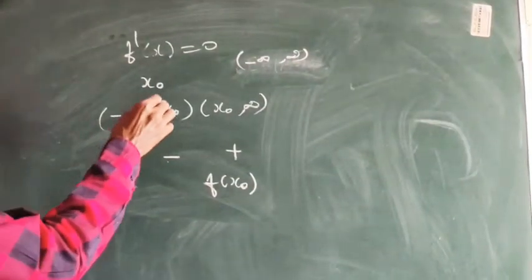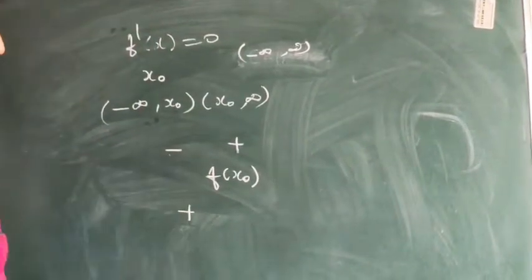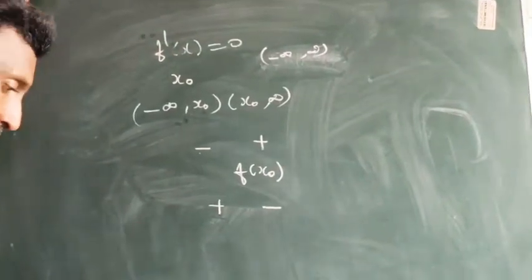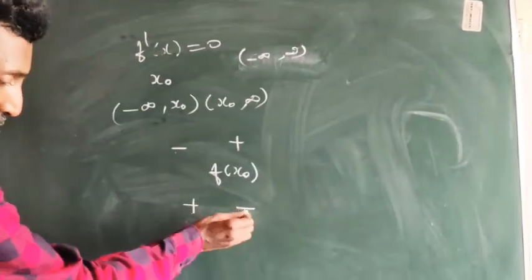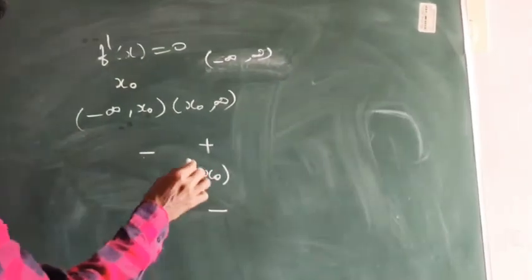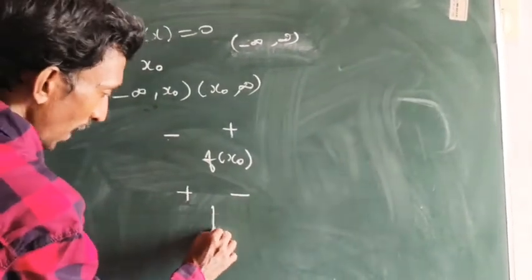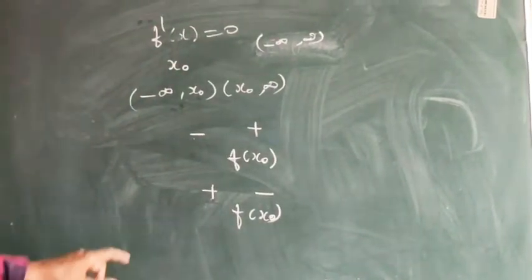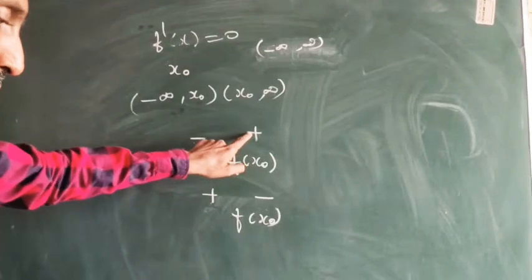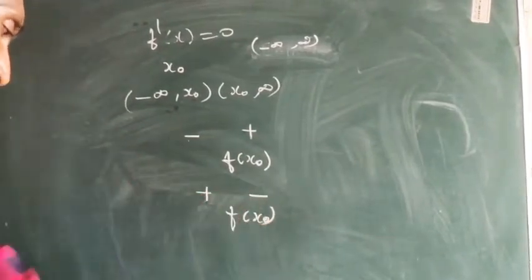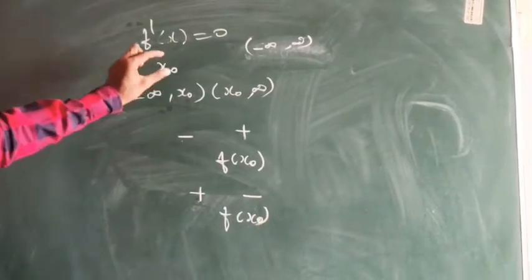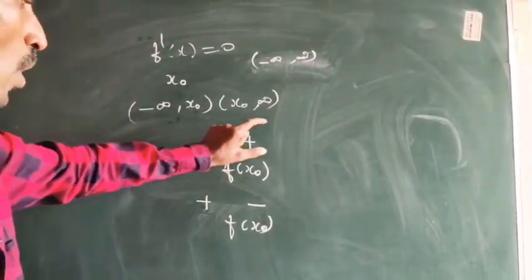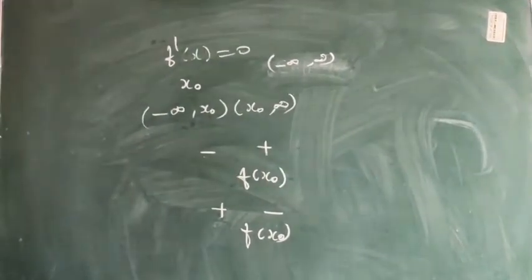For example, in the first interval the first derivative is positive, and in the second interval the first derivative is negative. Here the sign changes from positive to negative, so that x naught gives the local maximum and f of x naught is the local maximum. Negative to positive means local minimum. Positive to negative means local maximum. That x naught is not the answer; the corresponding f of x naught is the local maximum or minimum.